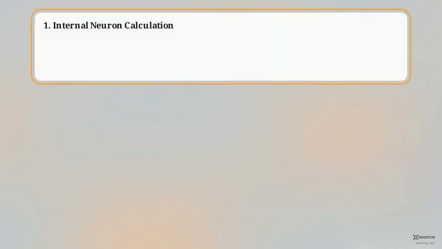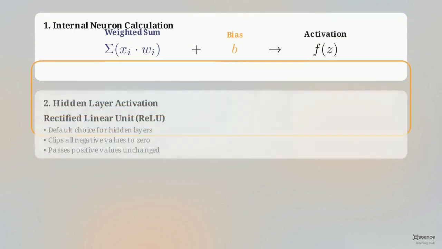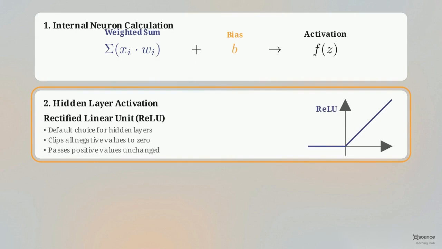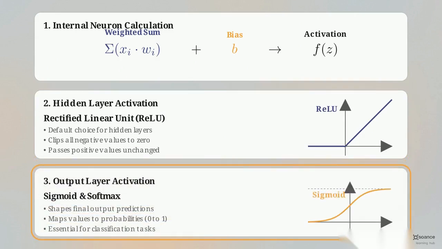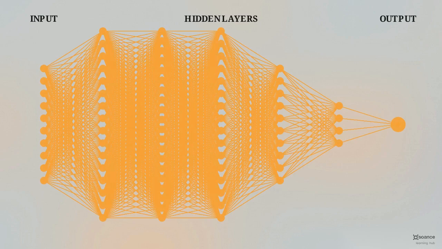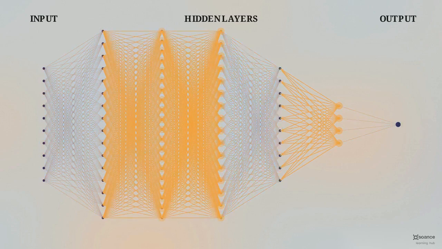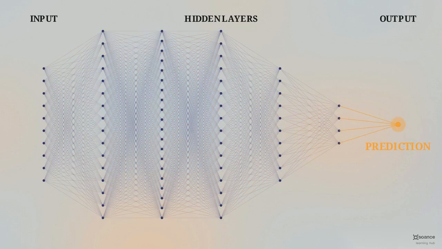To summarize the architecture, every neuron multiplies inputs by weights, adds a bias, and applies an activation function. ReLU is typically the default choice for hidden layers, while sigmoid and softmax are reserved for shaping the final output predictions. The entire process of complex classification relies on billions of these simple, micro-mathematical decisions executing in perfect sequence.